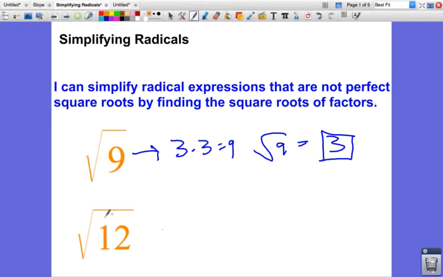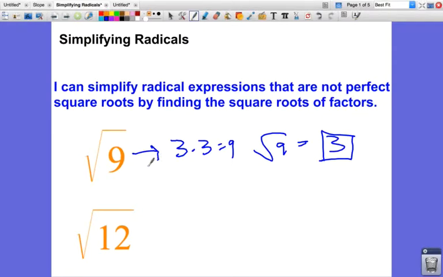Okay, so the problem is what happens if we have a square root or a radical that doesn't have a perfect square underneath. The square root of 9 was easy because if we know our multiplication facts, we know that 3 times 3 is 9. So the answer is just 3. Well, for 12, I know that 3 times 3 is 9, and if I go to the next number, 4 times 4 is 16. So that means that the square root of 12 is somewhere in between 3 and 4. So there is no exact answer. It's going to be a decimal.